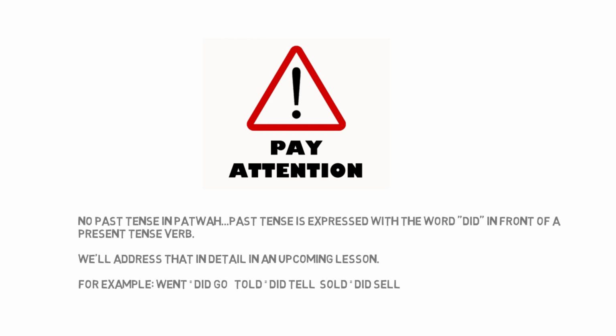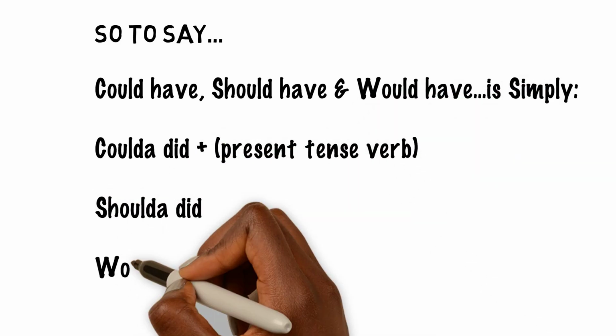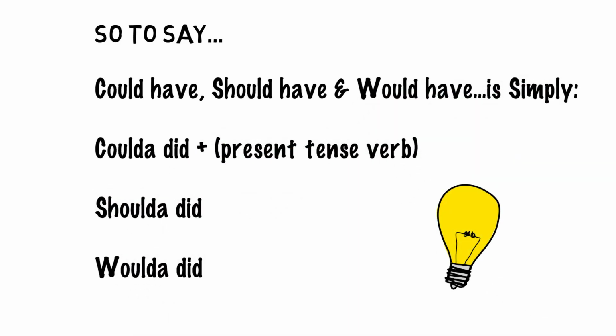That's it. It's very important to note that there is no past tense in Patwa, as there is in the English language. So to remedy this, we use the word did in front of a present tense verb to make it past tense. We'll get into this in detail in a future lesson, but for right now. So for example, in English, the past tense of go, which is went, would be did go in Patwa. Told would be did tell, and sold would be did sell. So in keeping with the current theme, to say could have, should have, and would have, before the verb, you would say coulda did, shoulda did, and woulda did.